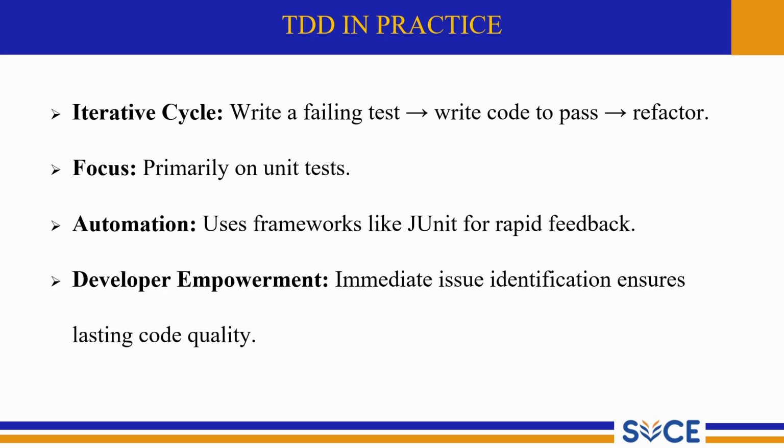Iterative cycle: write a failing test, write code to pass, refactor. Test driven development follows a short development loop. First, we write the test that will fail because the feature is not implemented yet. Then we write just enough code to make the test pass.